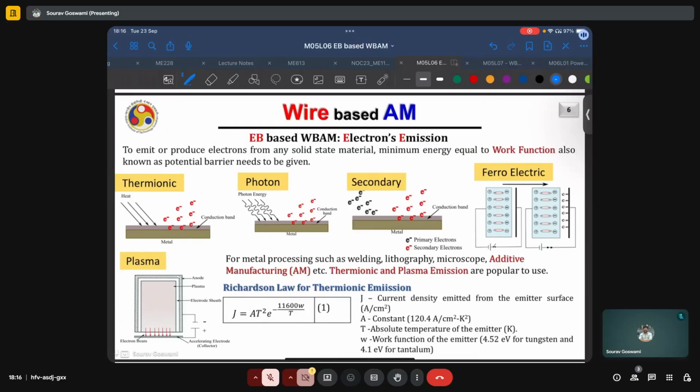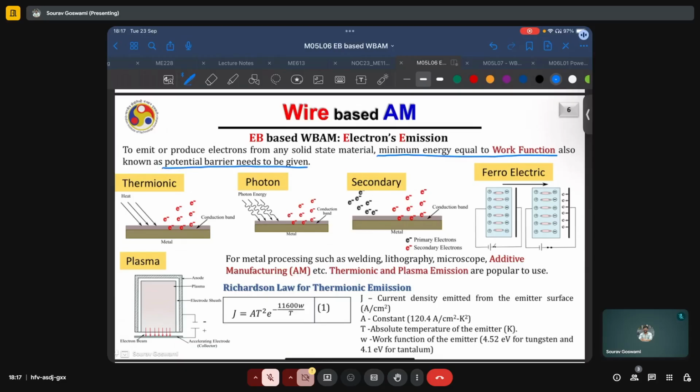So now that we know that electrons can be accelerated to great speeds, and because of this high velocity, they can transfer a large amount of momentum to the target substrate, and thus provide the energy necessary for melting and fusion of the metallic feedstock. It is useful to know how the electrons can be emitted and what are the typical electron emission techniques available to us. To emit or produce electrons from any solid state material, we have to give some minimum energy equal to the work function or potential barrier to the material.